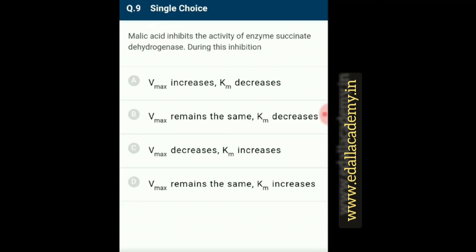This cannot be reversed by increasing the substrate concentration and hence Km remains constant. The velocity of reaction also decreases. An example of a competitive inhibitor is malic acid. This competes with succinate to bind at the active site of enzyme succinate dehydrogenase. So the answer is option D. Vmax remains the same, Km increases.